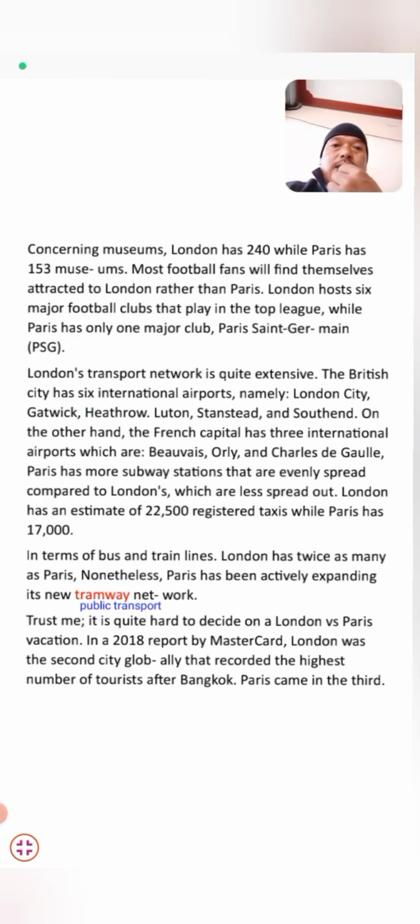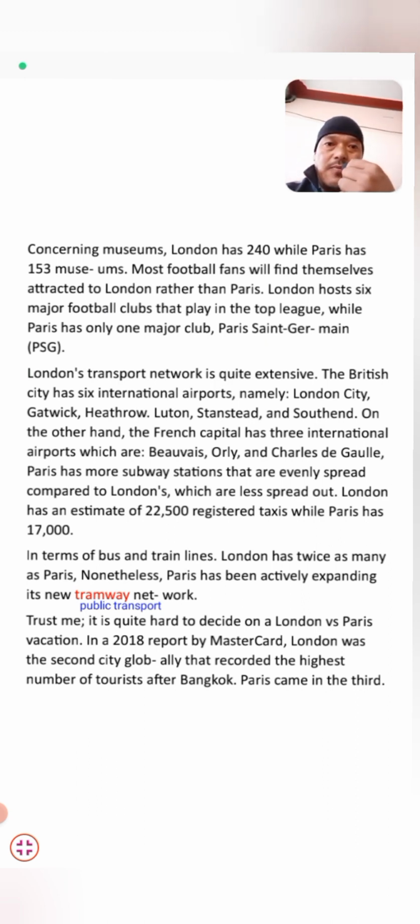Concerning museums, London has 240, while Paris has 150. So if you talk about museums, there are 240 in London. On the other hand, there are 153 in Paris. Most football fans will find themselves attracted to London rather than Paris. London hosts six major football clubs that play in the top league. On the other hand, Paris has only one major club, that is Paris Saint-Germain (PSG).